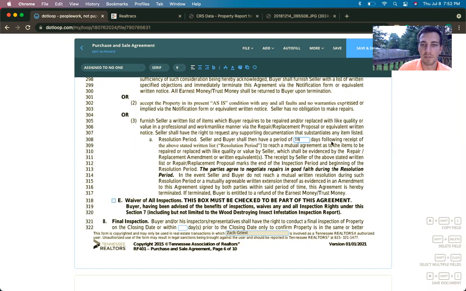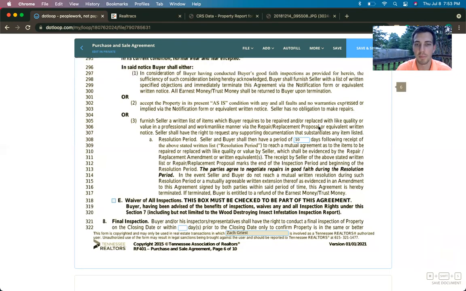Seller and buyer shall have a period of 10 days following receipt of the above stated written list, the resolution period, to reach a mutual agreement as to the items to be repaired or replaced with like quality or value by seller, which shall be evidenced by the repair replacement addendum. The receipt by seller of the above stated written list or repair proposal marks the end of the inspection period and beginning of the resolution period. The parties agree to negotiate repairs in good faith. If both parties during this resolution period can't come to an agreement on which repairs the seller is going to do, then this contract is canceled. So just think about that.